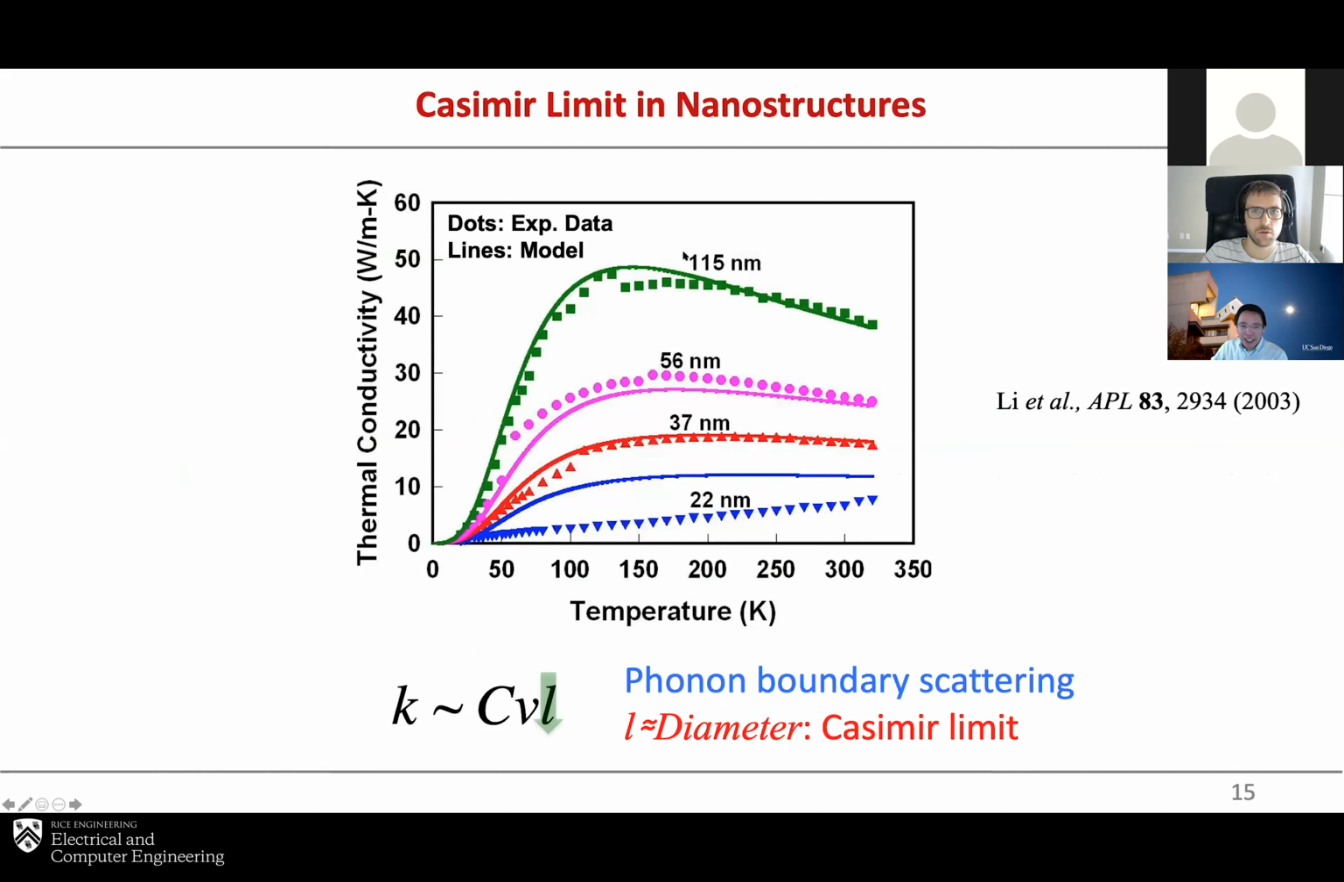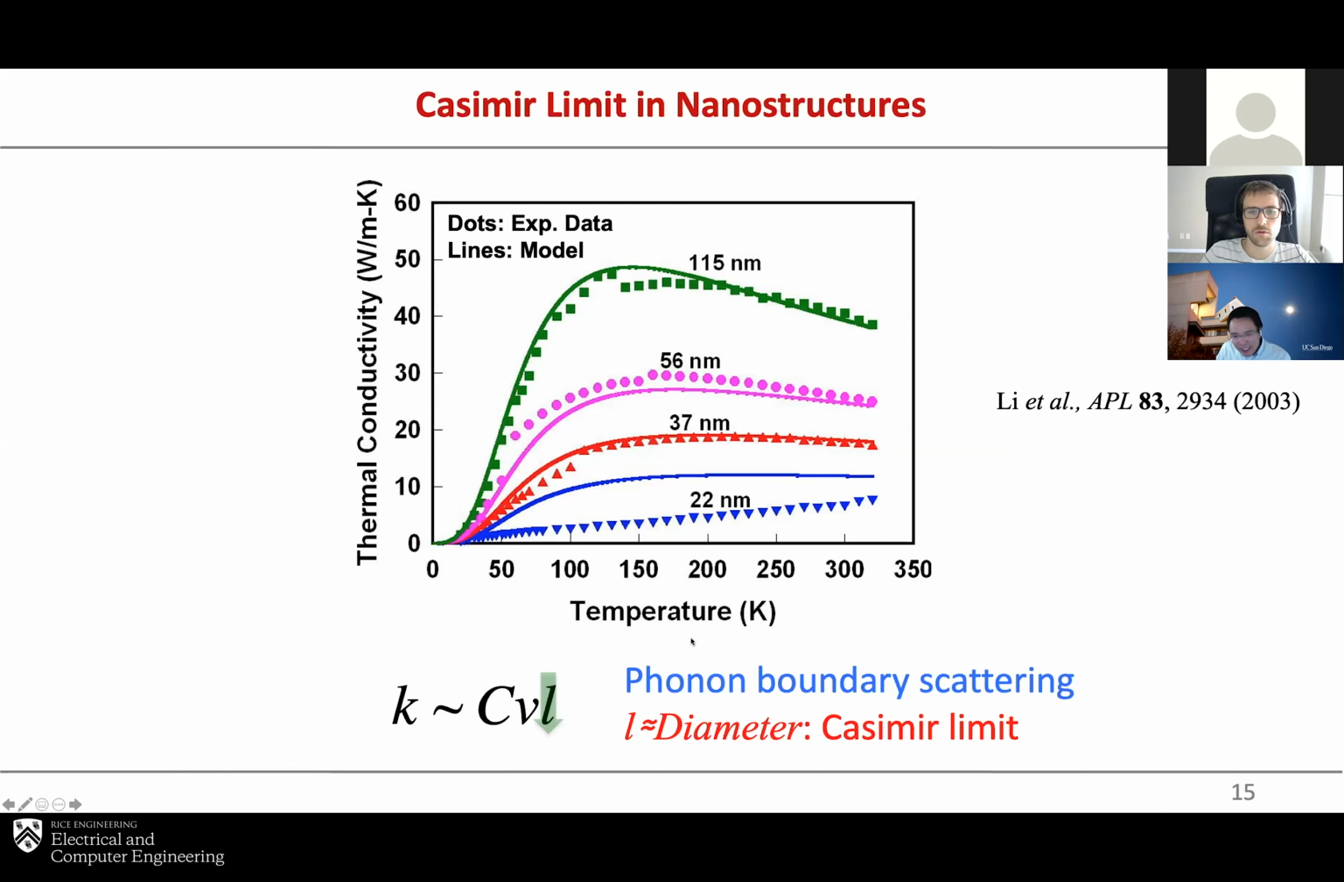What he did is he studied and measured the thermal conductivity of silicon nanowires. These are crystalline nanowires with different diameters, from 100 nanometer all the way down to 20 nanometer. What he found is the thermal conductivity dramatically reduced with smaller diameter. Again, for bulk silicon, the thermal conductivity is over 100 watt per meter Kelvin. It will be up here. For example, for a 37 nanometer diameter nanowire, the thermal conductivity is about 20.